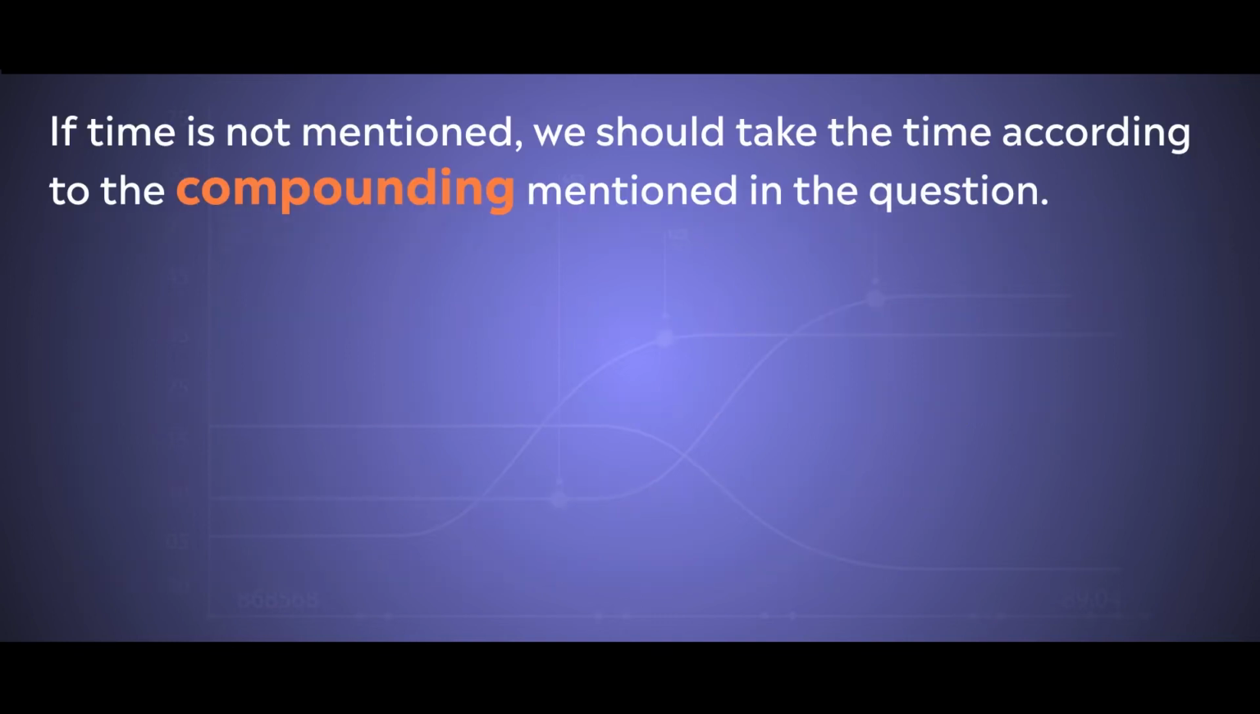Time period. Sometimes the time period in a question won't be given. If it is not given, then it is important for you to understand it from the compounding frequency. If the compounding frequency is annually, then you should know that the time period is 1 year. Here, the time period will be 1 if it is annually.